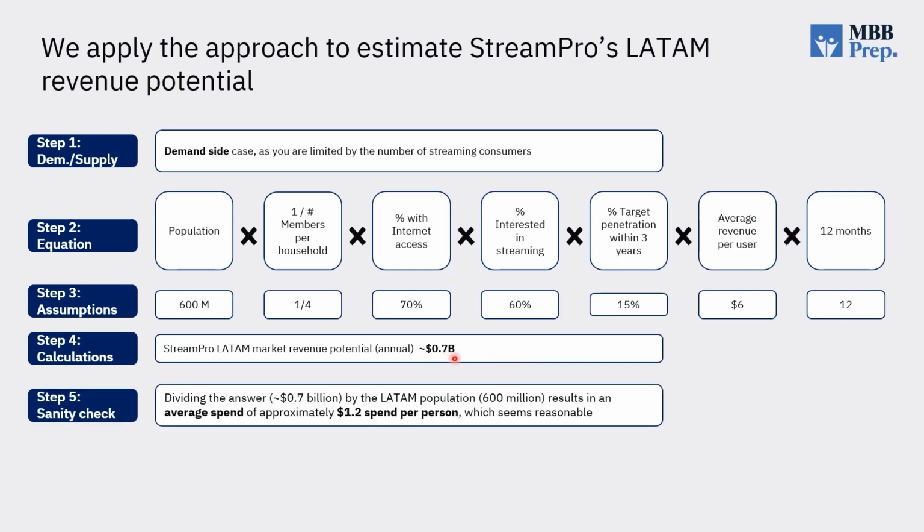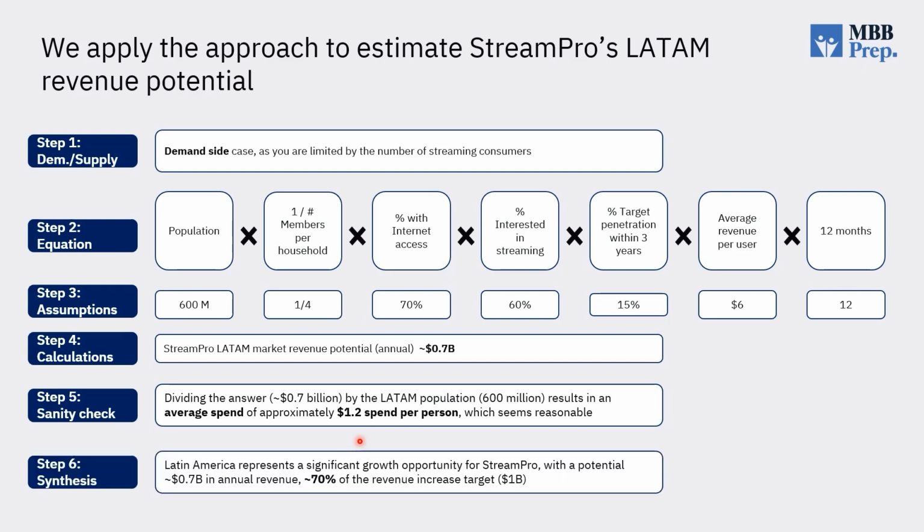Once I've done the calculations, then I move on to the sanity check, right? Here, the 0.7 billion revenue opportunity, I can compare it to the 600 million Latin population, which results in an average spend of around $1.2 or $1. It seems reasonable, right? On average, each LATAM resident spending around $1 on streaming sounds reasonable.